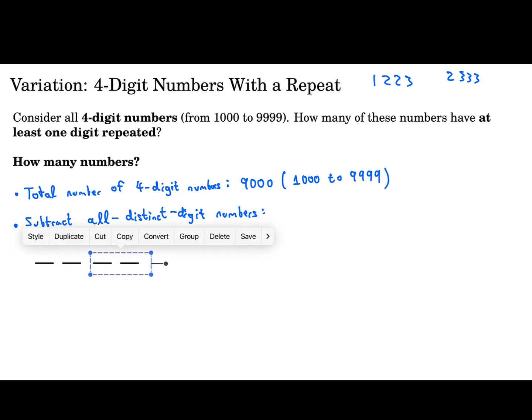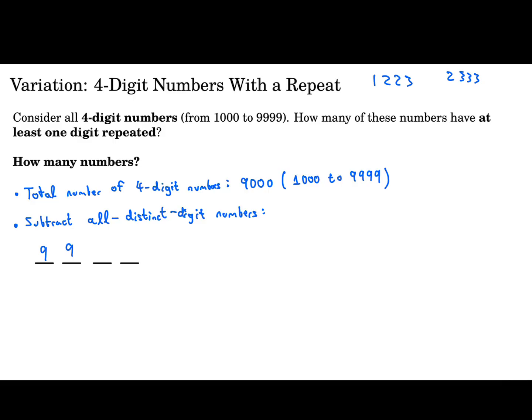For the first digit, we have 9 choices because it can be any number between 1 and 9. Notice that it cannot be 0, since then the number would not be a 4-digit number. Now, for the second digit, we also have 9 choices. Why? It can be any digit from 0 to 9, except the digit that was already used in the first position.